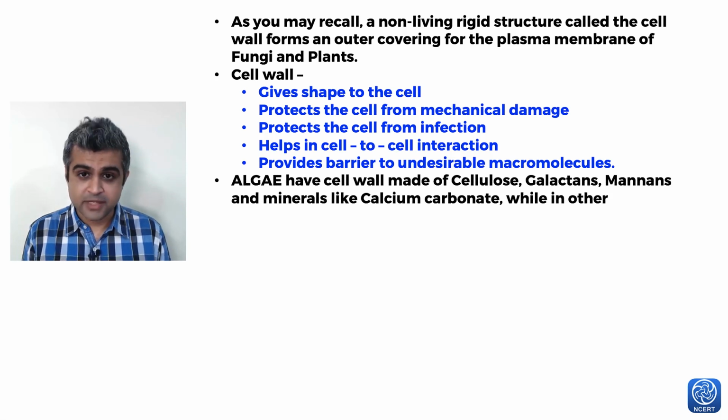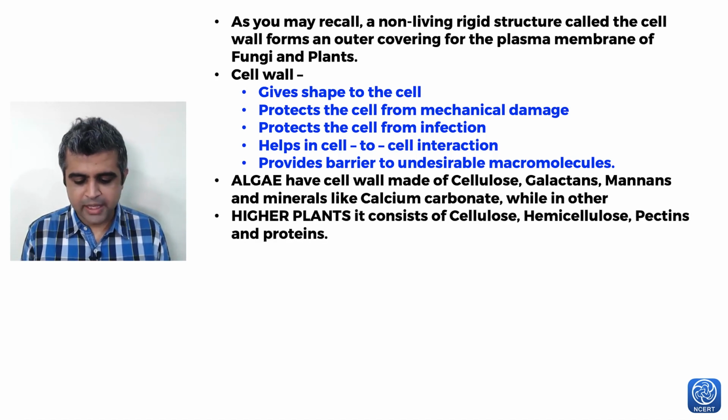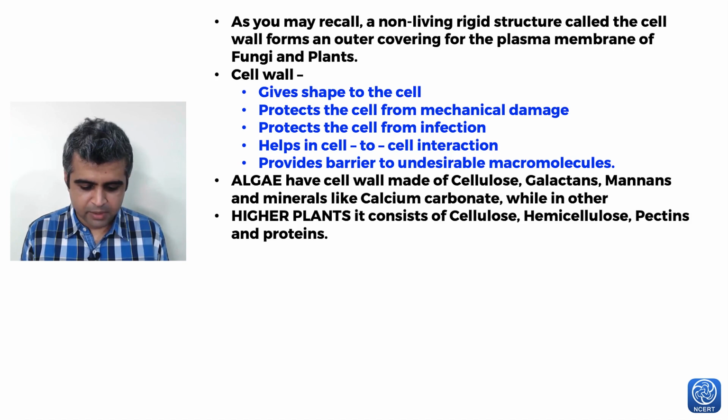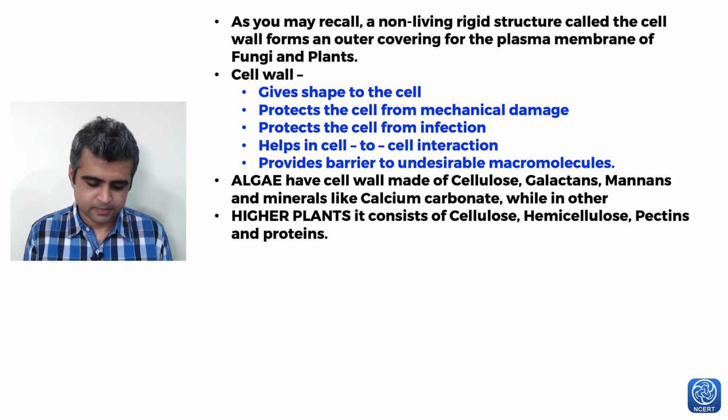Algae also have a cell wall, but it is made up of cellulose, galactans, mannans and minerals like calcium carbonate. Whereas what I taught you is for higher plants. Algae are lower plants; in higher plants you are going to have cellulose, hemicellulose, pectins and proteins. So cellulose is common in every plant, whether it is a lower plant like algae or a higher plant like an angiosperm. But in the case of algae, you have galactans, mannans and minerals like calcium carbonate, whereas in higher plants you have hemicellulose, pectins and proteins.